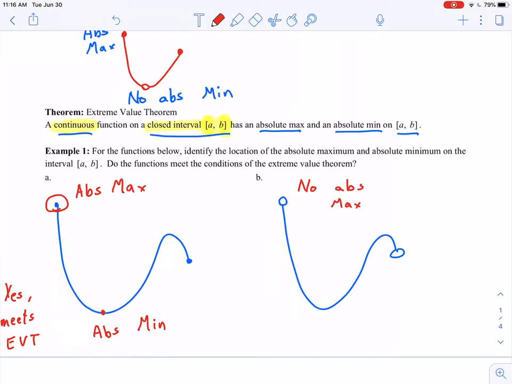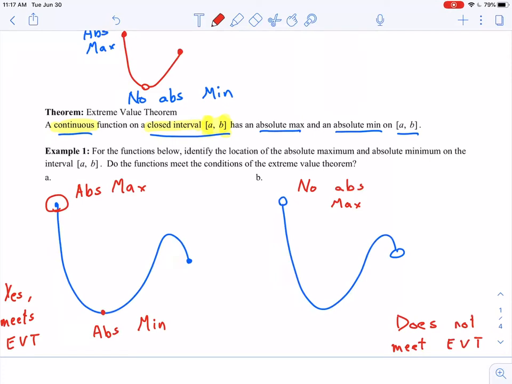And actually, just by determining this, no absolute maximum, if we don't have either an absolute maximum or an absolute minimum or both, that automatically means that we do not meet the conditions of the extreme value theorem, because the extreme value theorem guaranteed that we had both of these two. And I just said, well, I don't have one of those two. I don't have that absolute maximum. So this does not meet the conditions for the extreme value theorem.